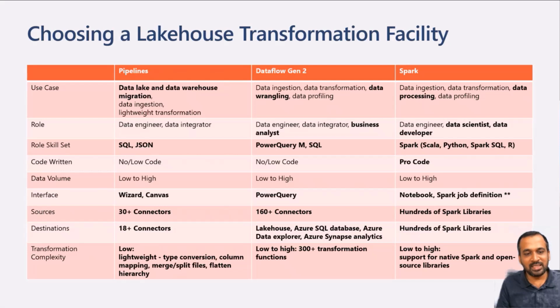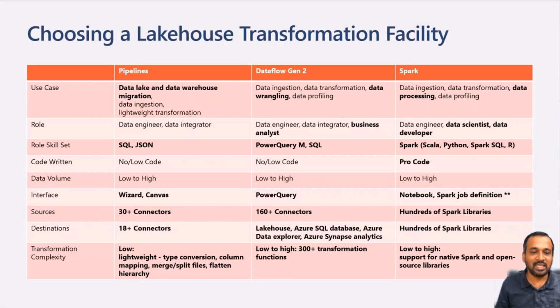So the first use case here is pipeline: data lake and data warehouse migration. You can use it for data ingestion and lightweight transformations. Whereas with Dataflow we can do data ingestion, data transformation, data wrangling, and data profiling. And with Spark, we also do everything, data processing and data profiling.